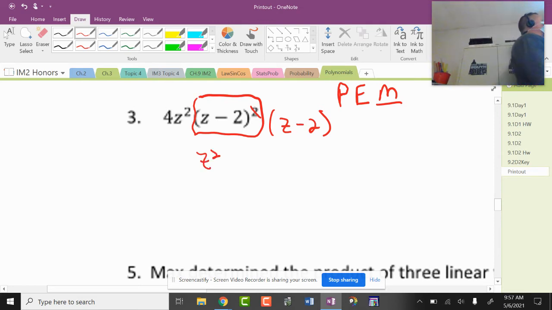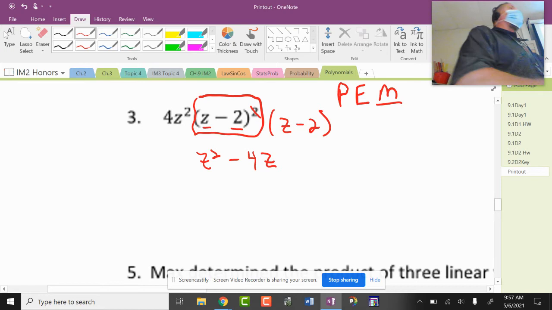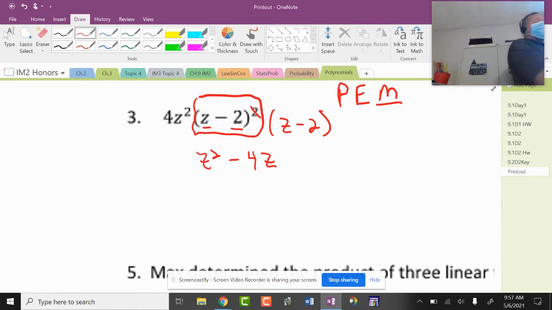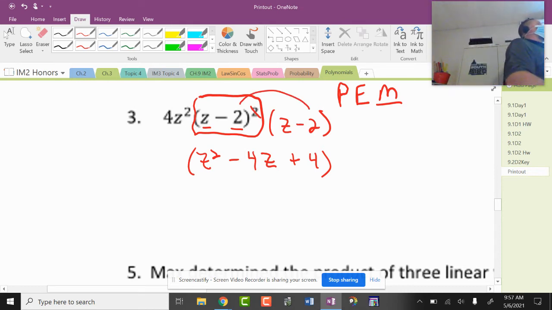Now, when I'm looking at z minus 2 squared, this is what ultimately happens. First term squared, right? And then the next thing I'm going to do is z times negative 2, and then negative 2 times z, which ends up being what? Negative 4z. So it's this times 2, because you have two products that happen when you FOIL on that. Then the last term is negative 2 squared, which is 4, because you have to take negative 2 times negative 2 as the last of FOIL.